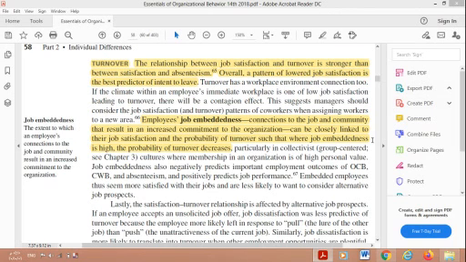Job embeddedness. What do we mean by job embeddedness? It is the extent to which employees are connected to their job and community, which results in increased commitment to the organization. This connection can be closely linked to job satisfaction and probability of turnover, such that where job embeddedness is high, the probability of turnover decreases. So for persons who have high job embeddedness, a connection to their job and community, turnover will decrease.